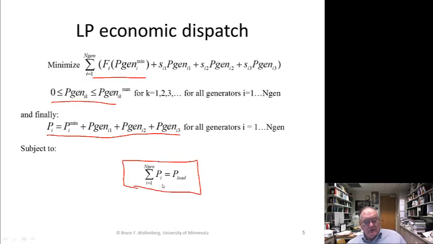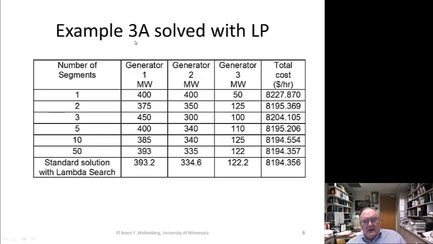And then there's the overall: the sum of the Pi equals the P load. Now, example 3A in the book is solved with a linear program.